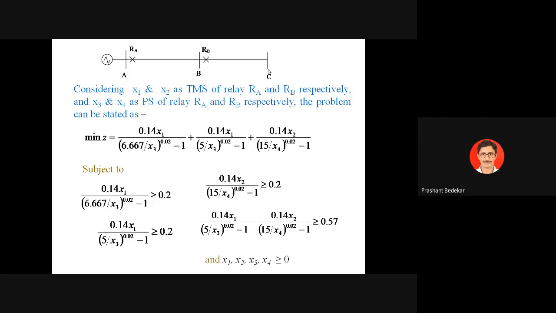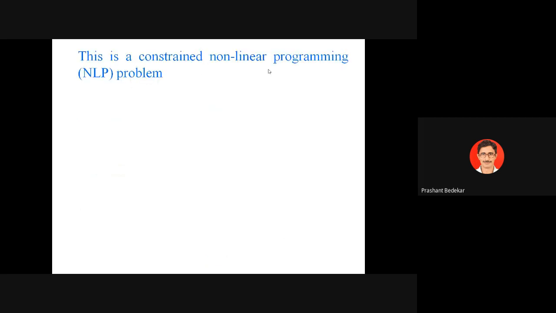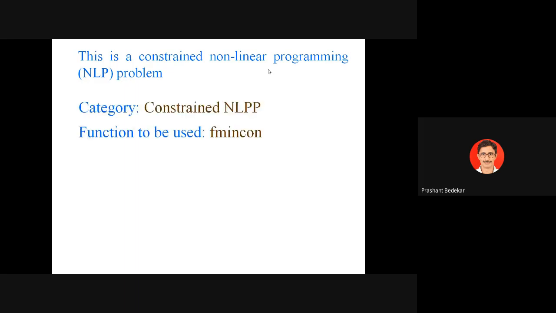So, of course, x1, x2, x3, x4, neither the time multiplier setting nor the plug setting can be negative. So, they all should be greater than or equal to 0. What is this problem type? The type of the problem is a non-linear constrained optimization problem. So, category: constrained non-linear optimization problem, non-linear programming problem. Which function can I use here to solve this problem? fmincon. Or I can use even GA. I can use GA.